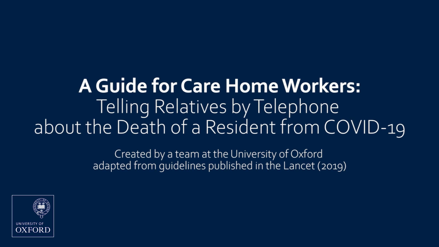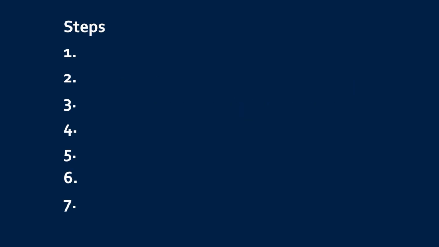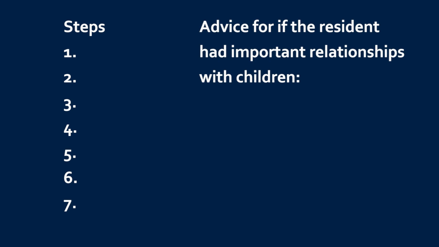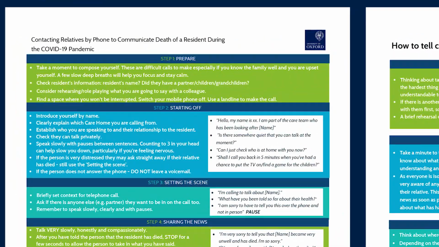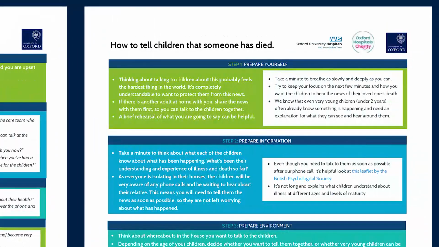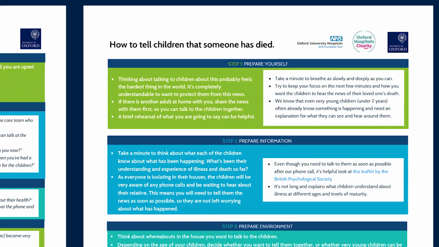This is a guide for care home workers to take you step by step through the process of telling relatives by telephone about the death of a resident from COVID-19. There are 7 steps and advice if the resident had grandchildren or other important relationships with children. This video is supported by 2 written guides, one for you as a care home worker and one for the relative to help them tell any children in the family.